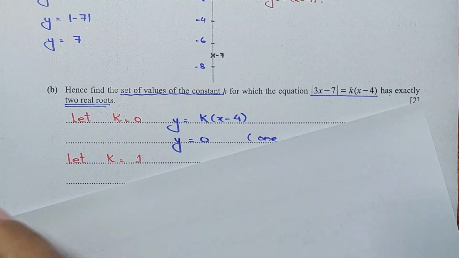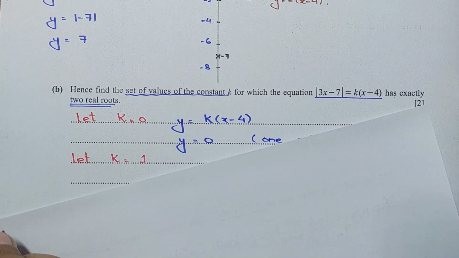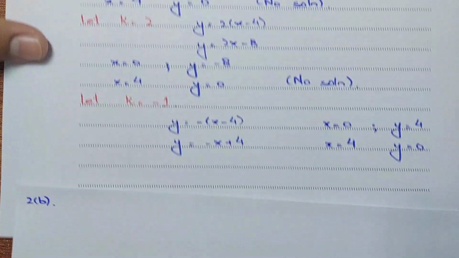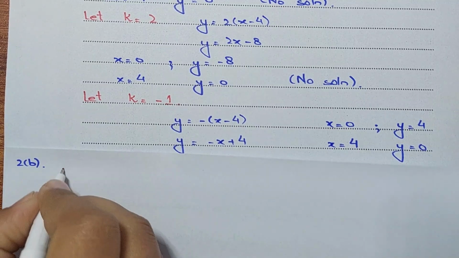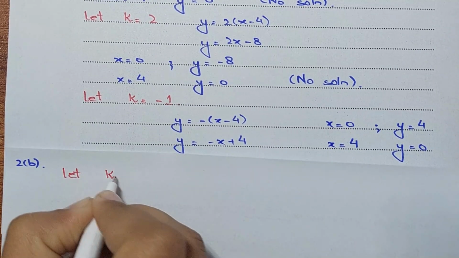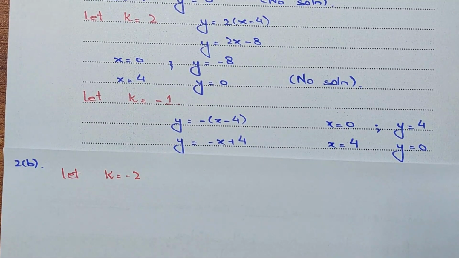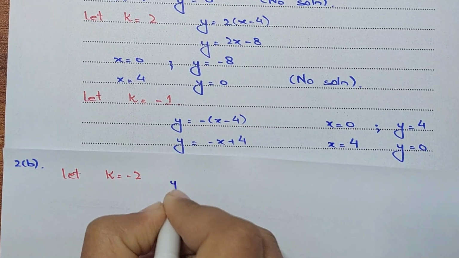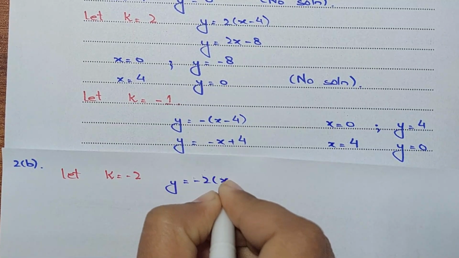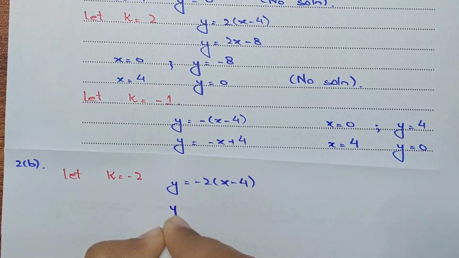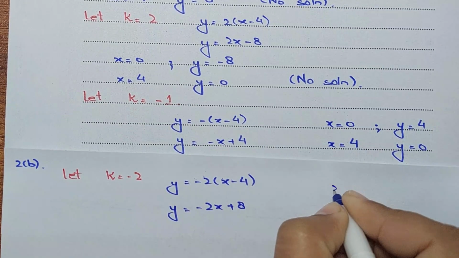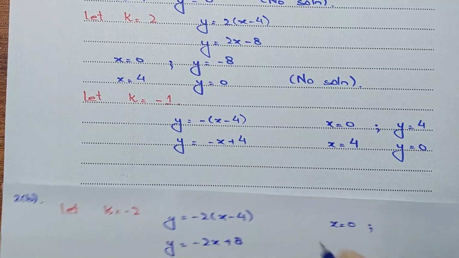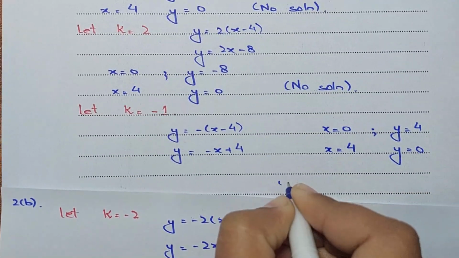So here we can say, when the k value is negative 2, we can again suppose k equals negative 2. When k is negative 2, what happens to the equation y equals negative 2 times x minus 4? y equals minus 2x plus 8, right? When x is 0, what happens to y? Here we have two real solutions.